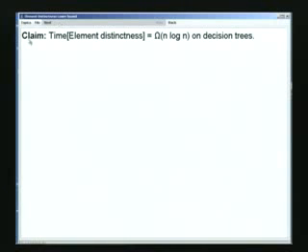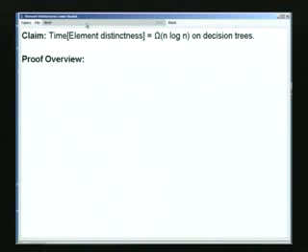So here is our main claim again. We are going to prove that the time required for the element distinctness problem is going to be at least n log n on the decision tree model. Let me remind you what this claim means. So this claim asserts a problem lower bound. It says that the time required for this problem, irrespective of any algorithm, is this. So it's not a bound on an algorithm. Well, if you want to think about algorithms, it's a bound on all possible algorithms. In this model, of course.